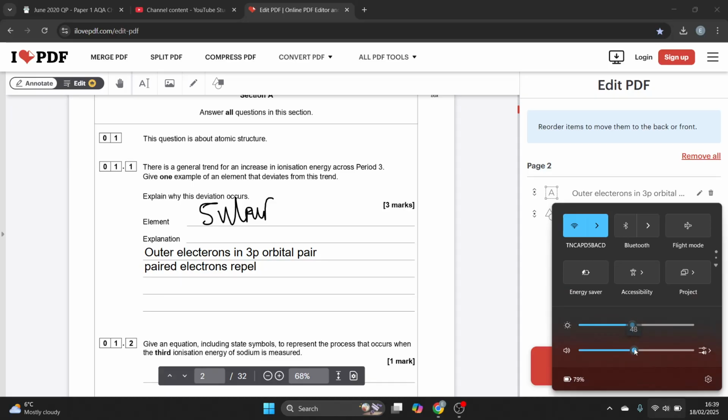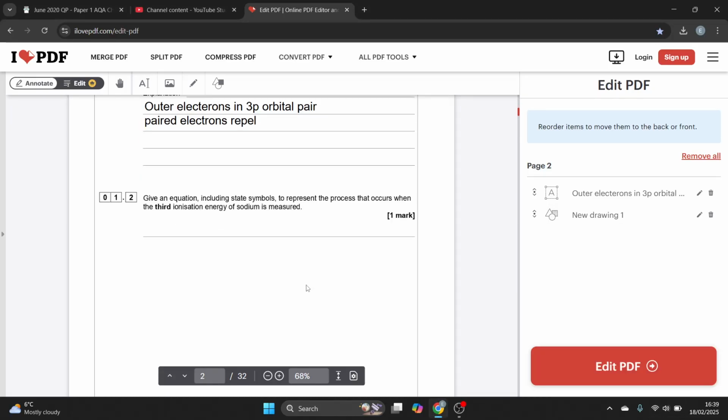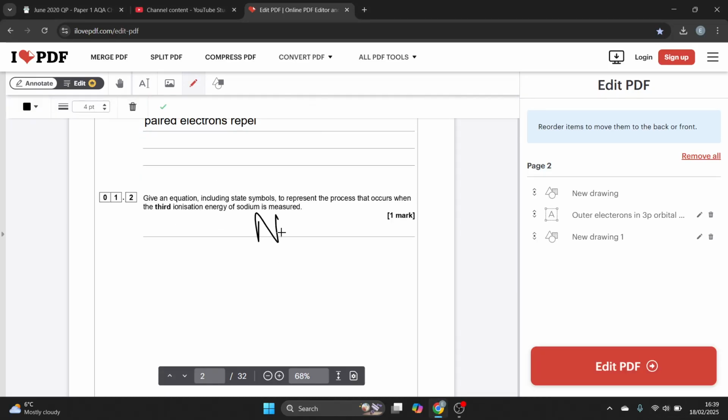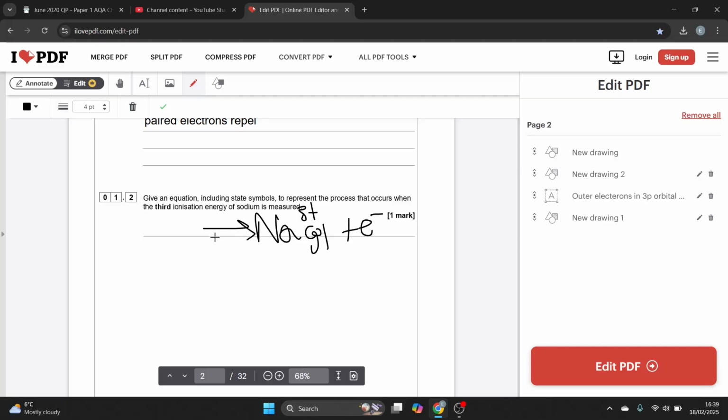that occurs when the third ionization of sodium is measured. Classic question again. They always like to ask this question, especially on the AS level papers.